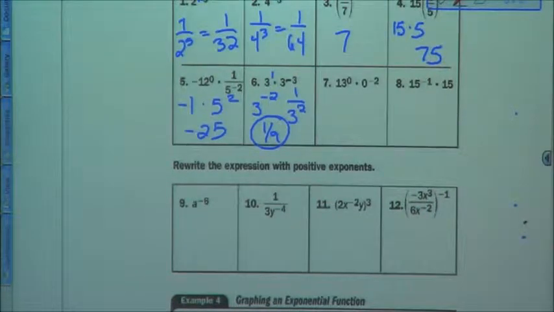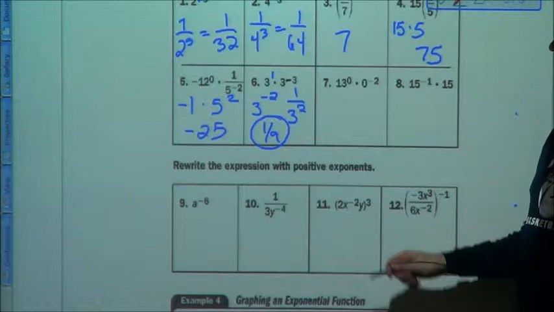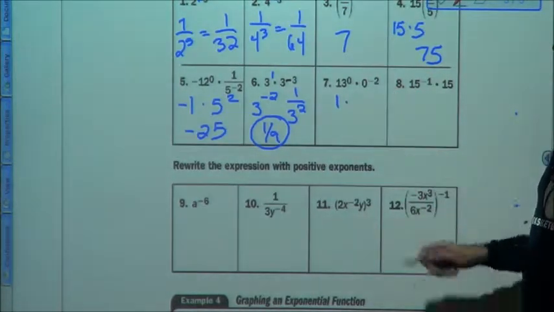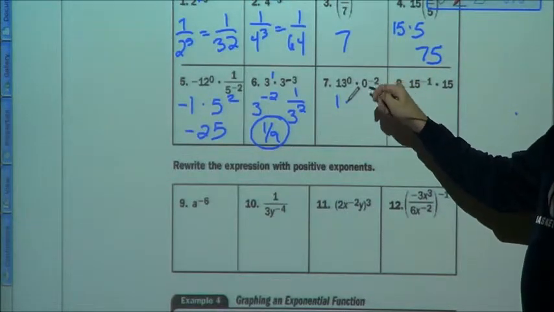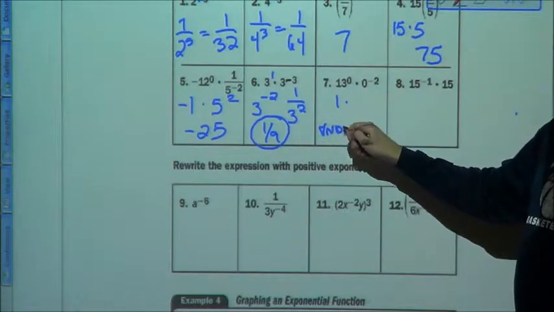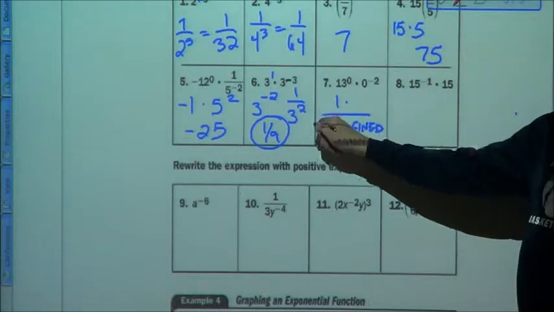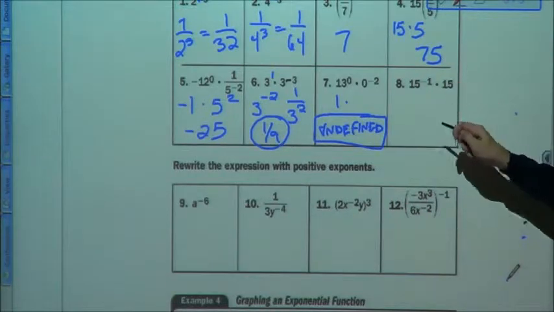Okay, now I know these are going to seem confusing. The more practice you get at them, the better you're going to be. 13 to the 0th power is 1, but 0 to the negative 2, that means we're supposed to take the reciprocal of 0. As soon as I get a number like that, I can't do anything. We just say this is undefined. I can't do any math with numbers that are not defined, so that would just be the answer to that problem. Undefined. Number 8, 15 to the negative 1 times 15.